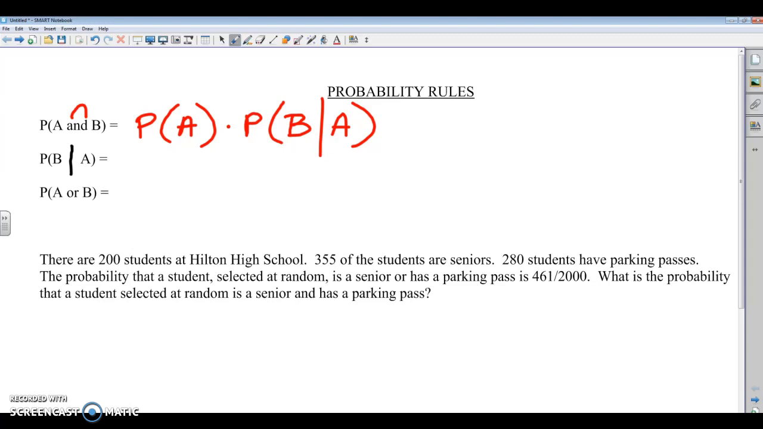Which leads us to our next rule of probability, the given. The probability of B given A, we can get that from this formula up above just by solving for the probability of B given A. So if we divide both sides by the probability of A, we're going to be left with the probability of A and B, both of them, divided by the probability of A.